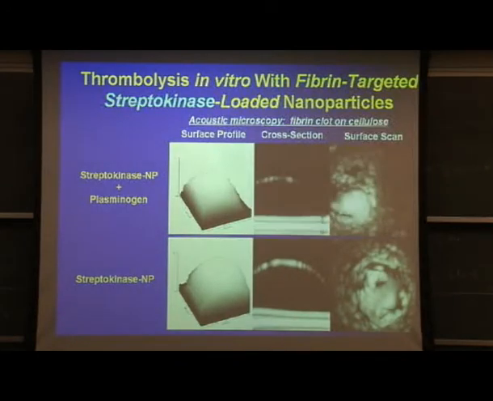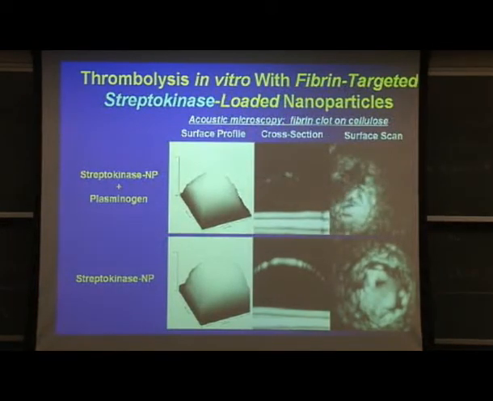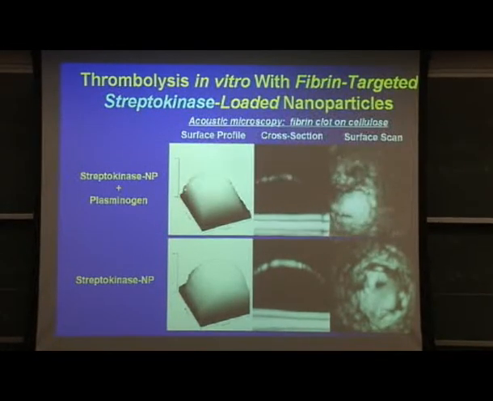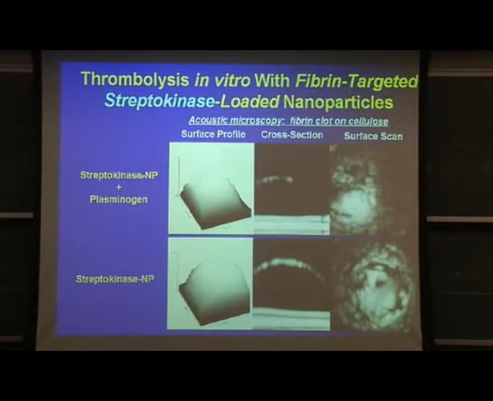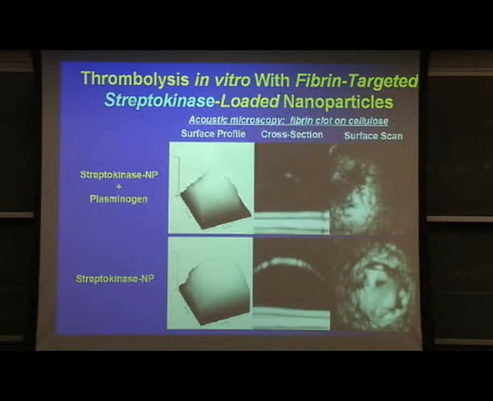Here's another kind of drug that we've put onto these particles. This is actually complex streptokinase, which is a clot buster, a thing that dissolves clots. This is an ultrasound picture of the surface of one of these clots made in a petri dish. And here we've put streptokinase on the nanoparticles, and we've added plasminogen. The streptokinase turns plasminogen into plasmin, and that chews up the clot. But you can see the corner of this clot basically dissolving over here.